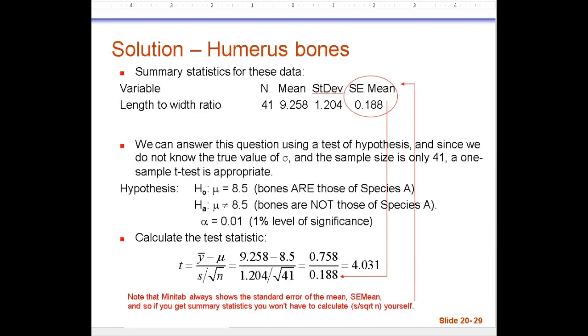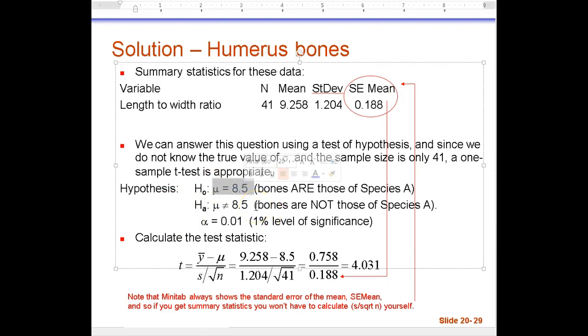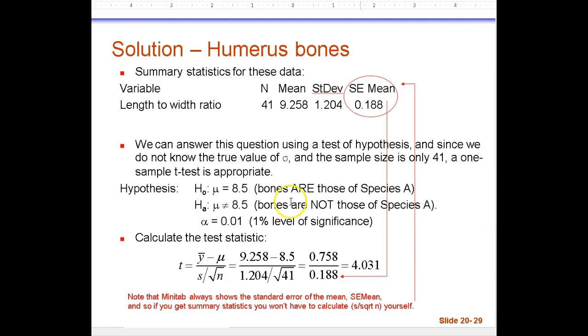So if I go back up and I look at my null hypothesis, I am rejecting this statement. And basically what it tells me is that the evidence, that is the data, support the alternate statement, that the average length to width ratio of the dug up bones is not the same as the 8.5, which represents species A. What is my conclusion? These bones do not belong to species A.